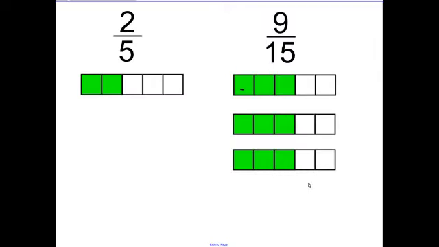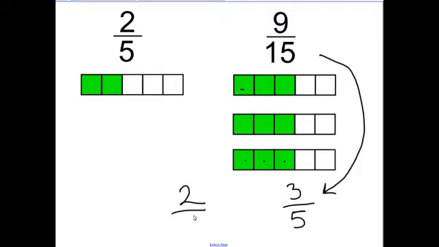Then if I calculate the fraction of each new group of 5, we've got 1, 2, 3, 4, 5 in each group, so that would be 5. And 1, 2, 3 of them are green, so the equivalent fraction of 9/15 would be 3/5. And then we could compare again which one would be bigger, 2/5 or 3/5. Obviously 3/5 would be bigger because more of the shape is green. So that's how we can look at this visually.